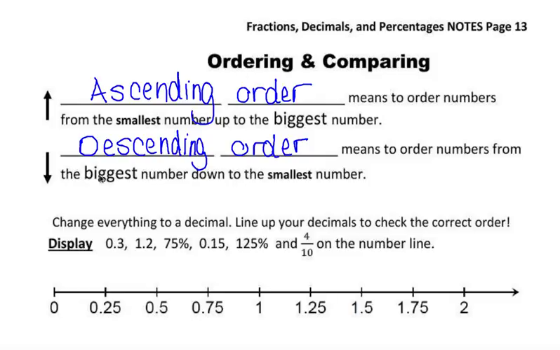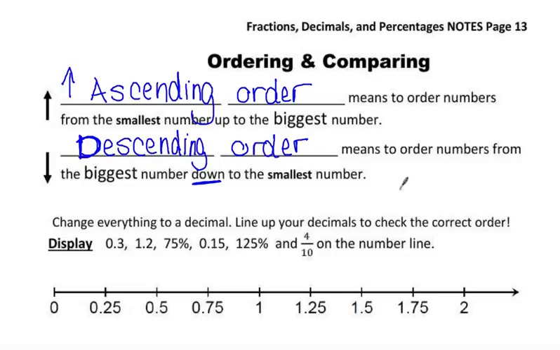And the way I remember this, the A kind of makes a little bit of an arrow to go up. And descending order means that numbers go from biggest to smallest, or they go down. So that starts with a D to tell you to go down in ordering.